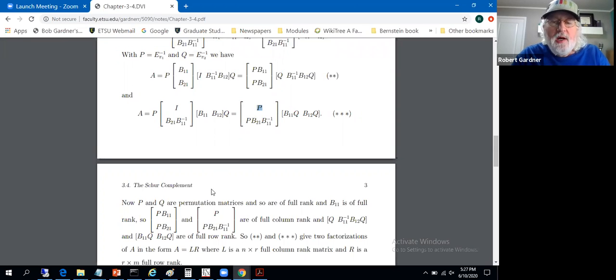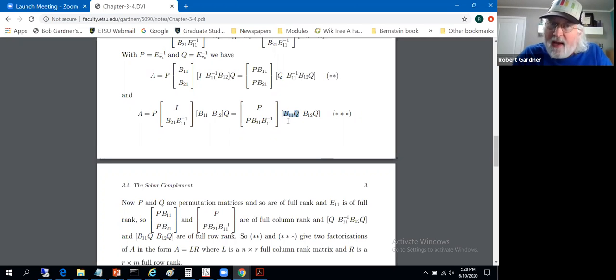So it must be that these two matrices are of full column rank. This is full column rank, which takes care of the columns. The matrix up here, the first one, is full column rank. So that takes care of all the columns as well. So these are two matrices that are full column rank. Similarly, if we look at the other pieces, Q is a full rank matrix. It's a permutation matrix, it's invertible, it's full rank. And same argument, this product is also full rank.